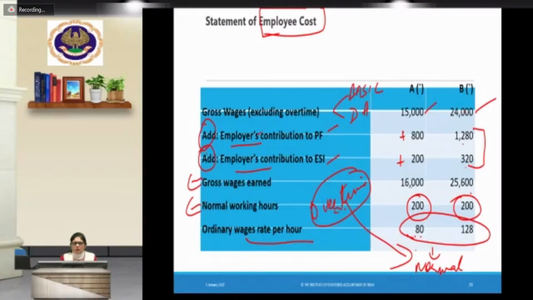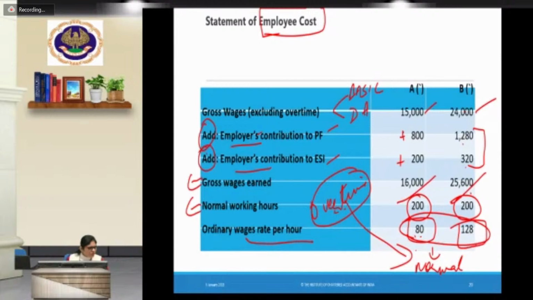Right? So gross wages divided by the normal working hours. So we have calculated the normal wages rate per hour. Clear? Now with this, we have to go to the cost per job. Clear? Any doubt?